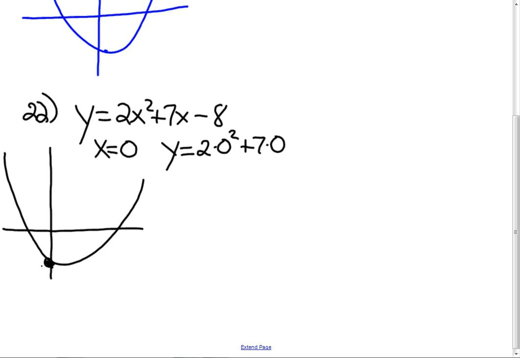That x value is 0 on that axis. X value is 0 everywhere on this axis. Okay, Taylor, what does that give me when I simplify that? Negative 8. Yeah, negative. Okay. You should write this as an ordered pair.